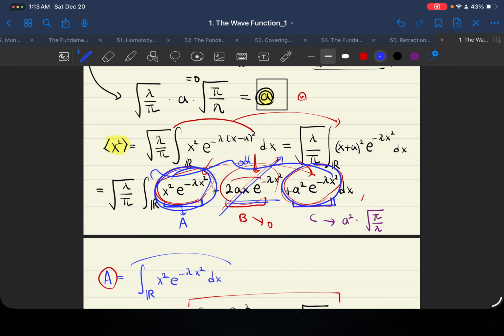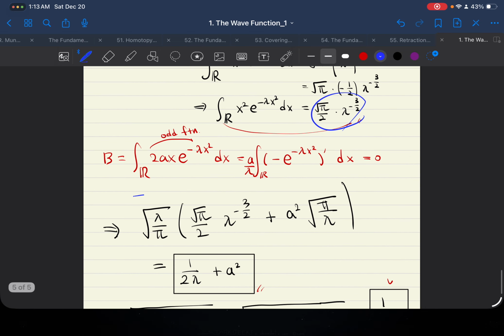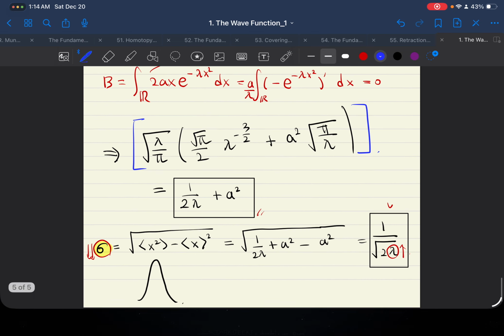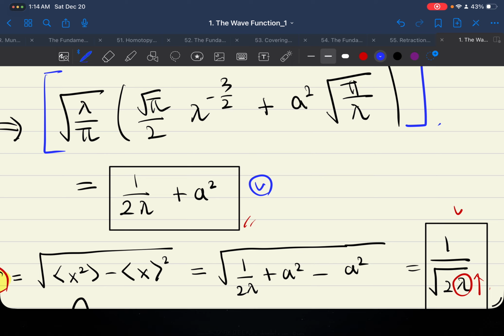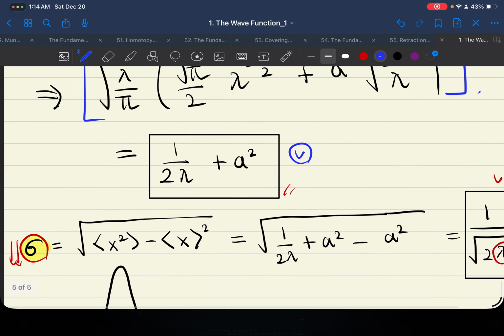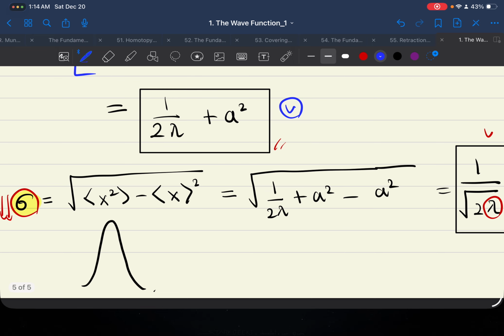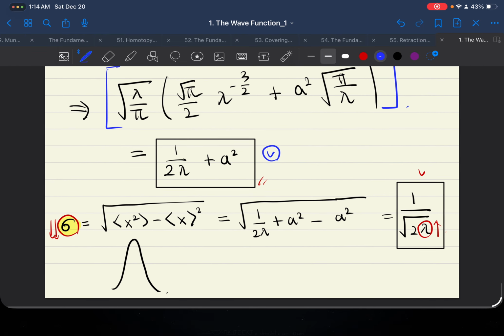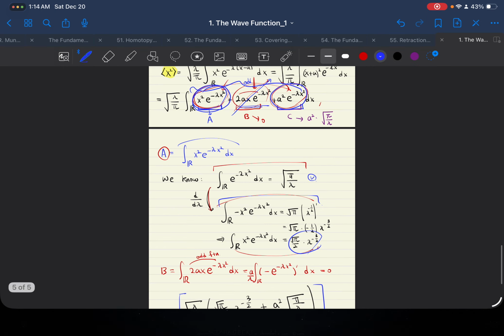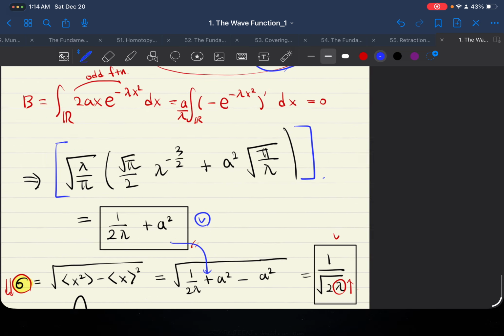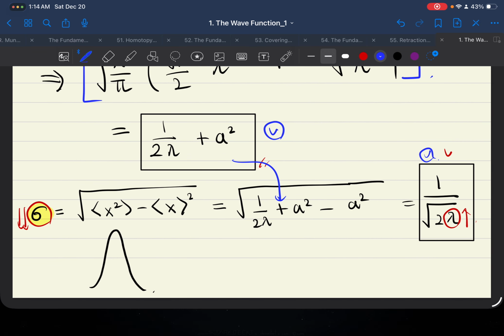Just adding two terms, we get this simple conclusion, and this is the expectation value of x squared. Lastly, we have to find the standard deviation, and we will use this very useful formula: the standard deviation is the square root of the expectation value of x squared minus the square of the expectation value of x. So just plug this in, and plug in where a is. So we get the simple outcome.